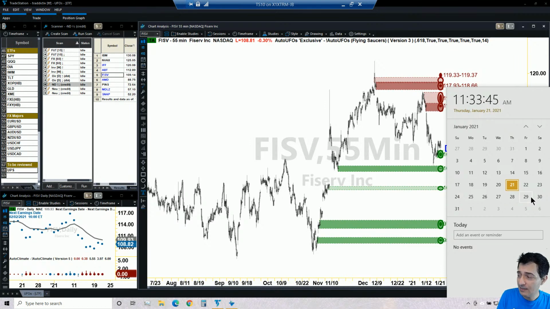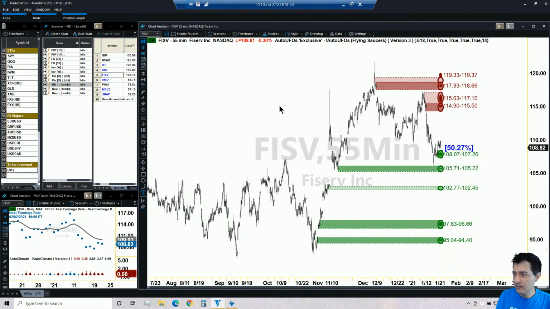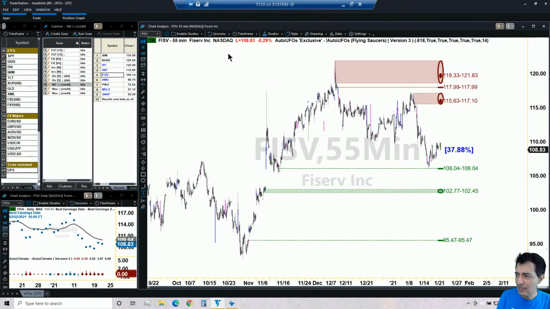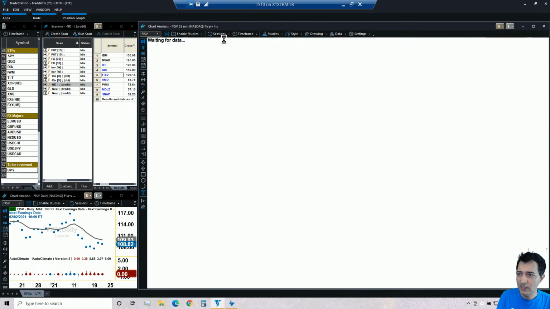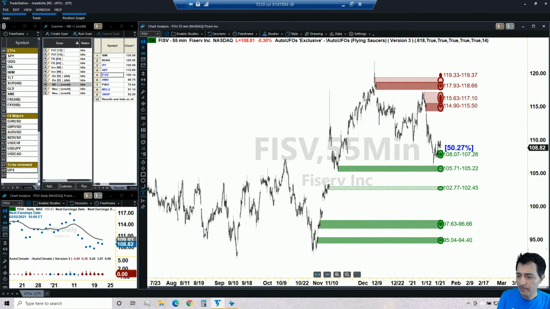But definitely that expiration date is there. And I got 50%. And what if I look at pre and post market? So that is 38. That's not good. So I would need to stick with regular session for that stock.